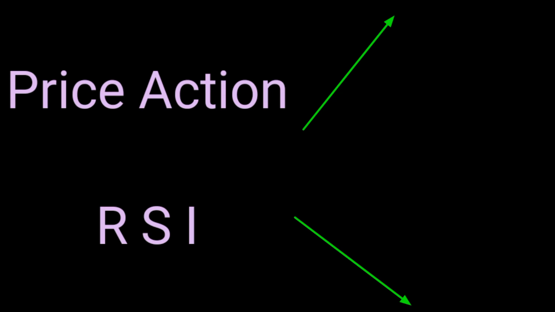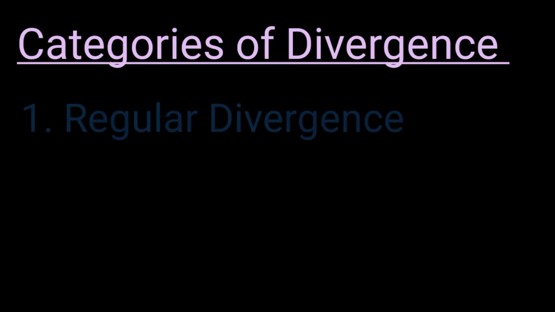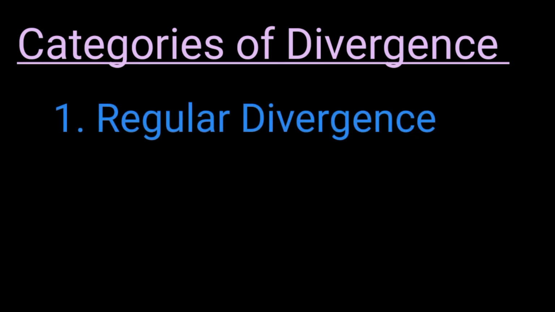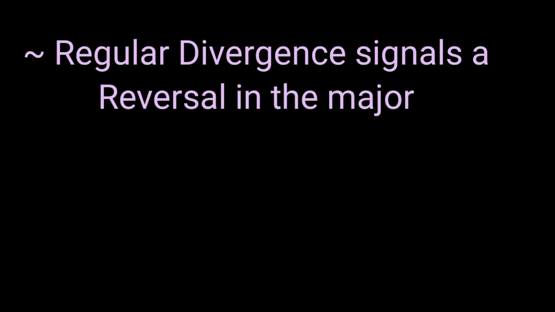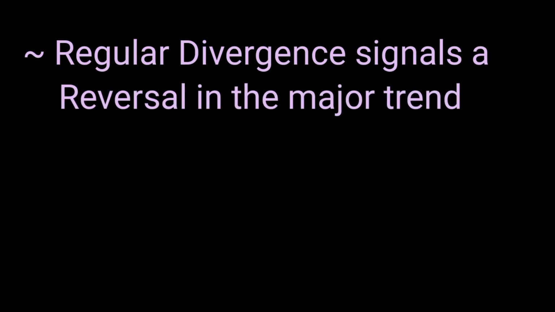We have two categories of divergence. Number one, the regular divergence, and number two, the hidden divergence. The regular divergence signals a reversal in the major trend. If the major trend is a bearish trend and you observe a regular divergence, then you should be expecting the price to reverse from being bearish to becoming bullish.